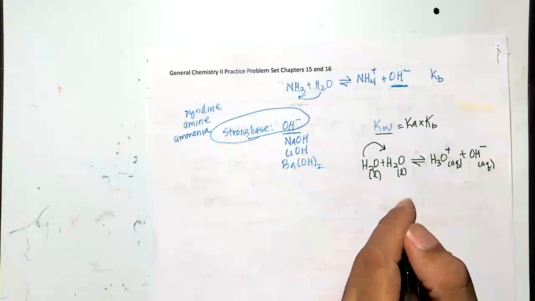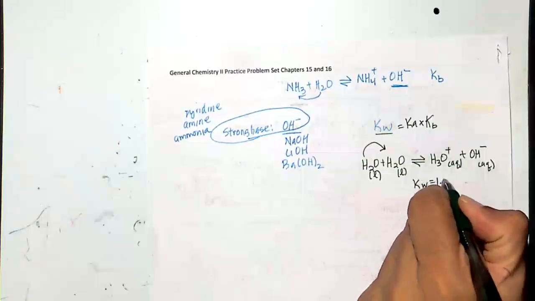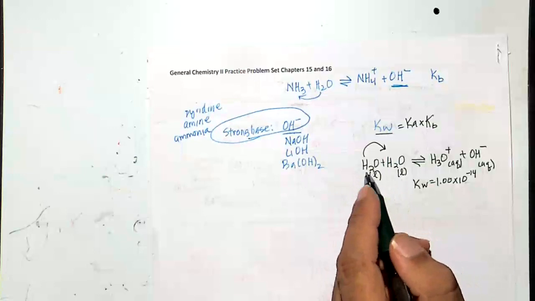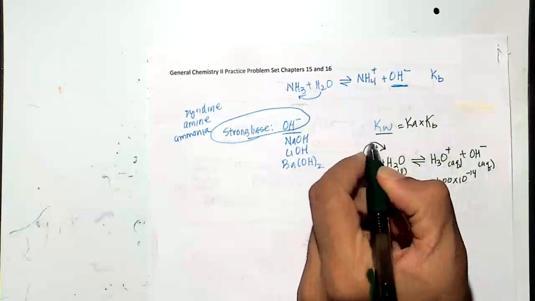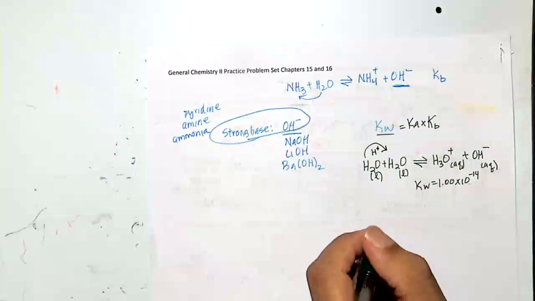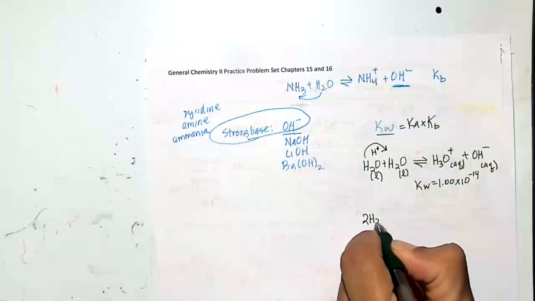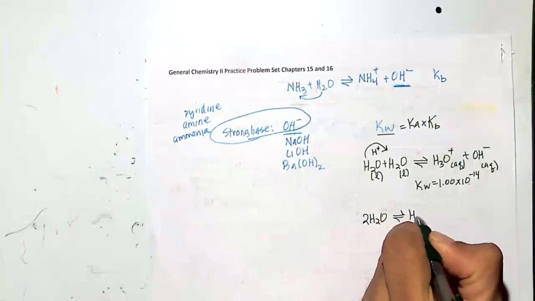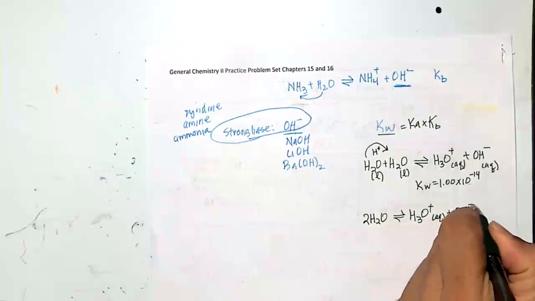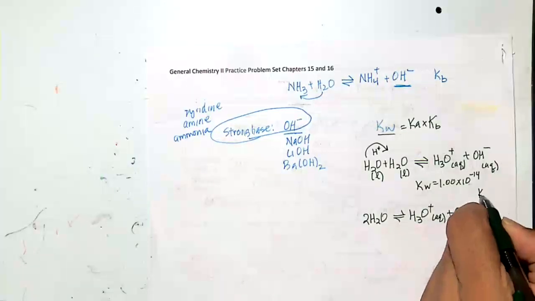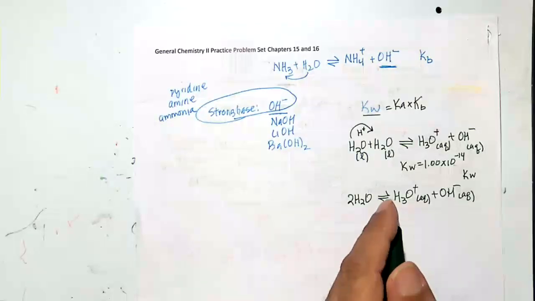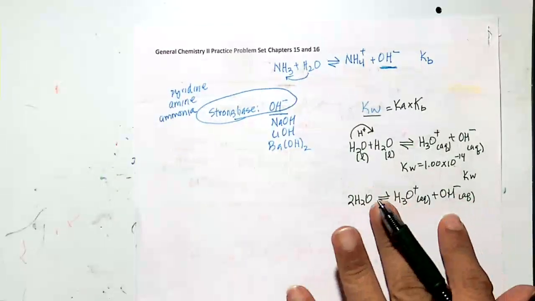So this is Kw, which is 1 times 10 to the minus 14. So you see water is donating a proton and another water is taking that proton. A lot of people will add these two waters together and give you 2H2O. So that is your formula that represents Kw.